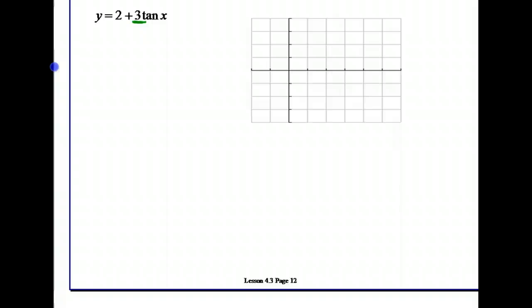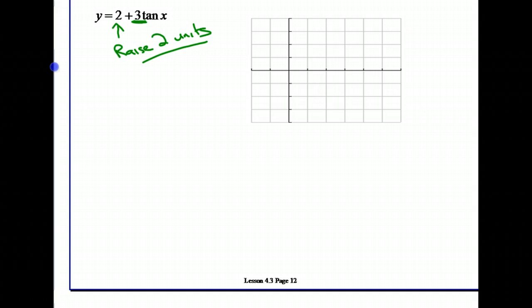So what does the 3 make a tangent do, or a cotangent? It still goes off to infinity. It just goes a little bit quicker. So that one doesn't affect the graph a whole lot. But the 2 would affect things. It's going to raise your graph 2 units upward. So raise your graph 2 units.